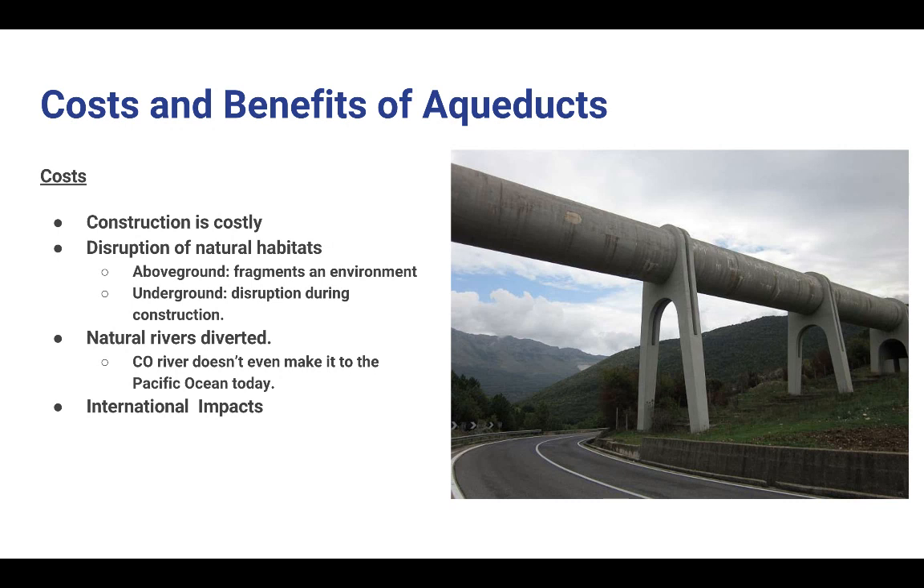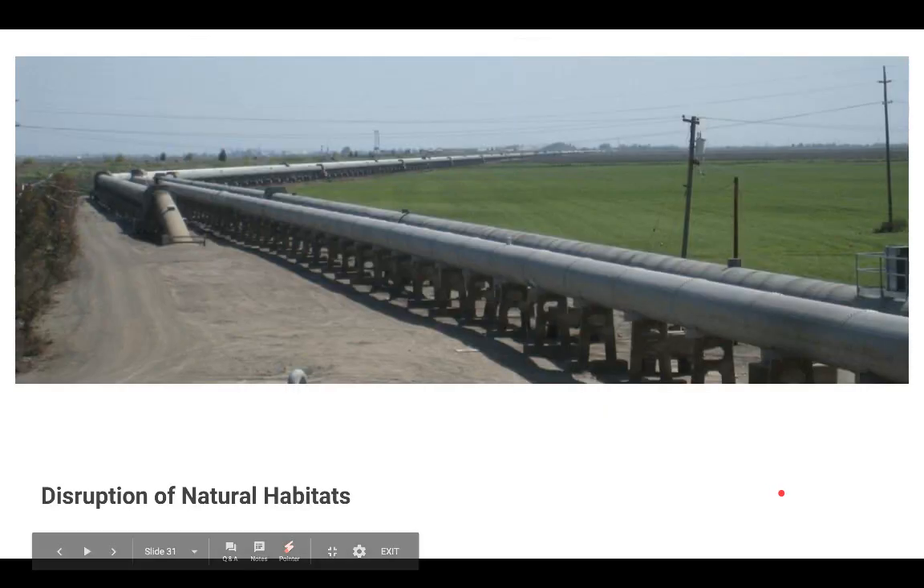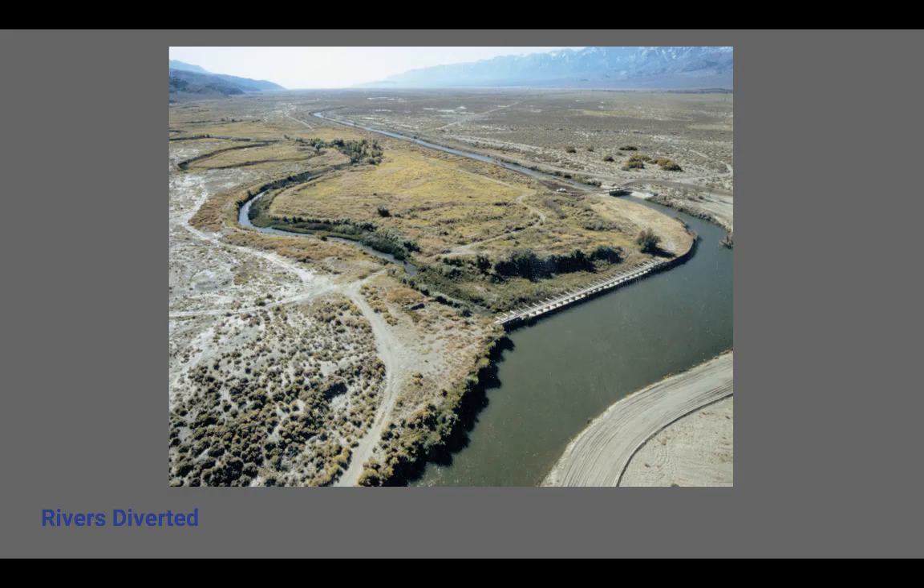Unfortunately, there's a lot more costs than there are benefits. So again, just like in dams, the construction is very costly. We'll see how it screws up habitats here in a second. So you have construction, again, very expensive. And here again, you see that this was built in the early 1900s, similar to what it was then. And again, evaporation, leakage, things like that. It's not very efficient. It can disrupt land above ground. It breaks the land up into fragments, and even underground, it's going to disrupt the land during construction.